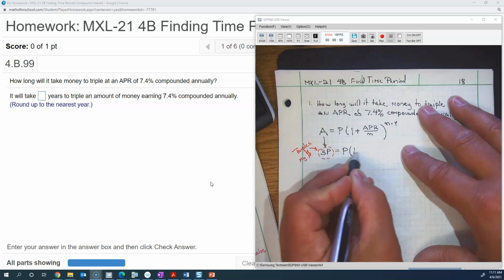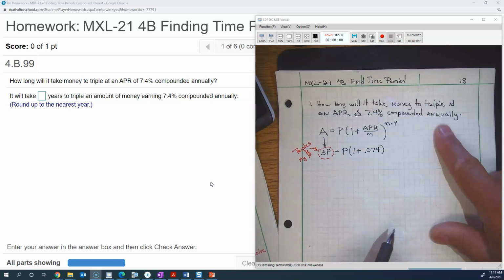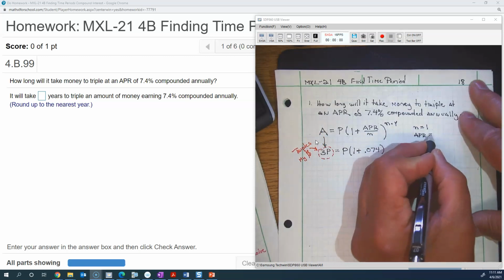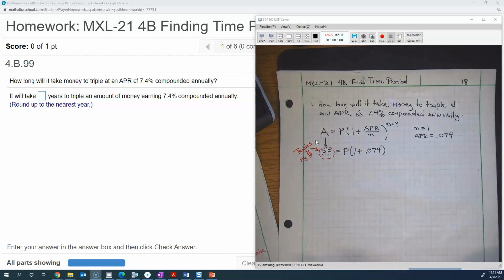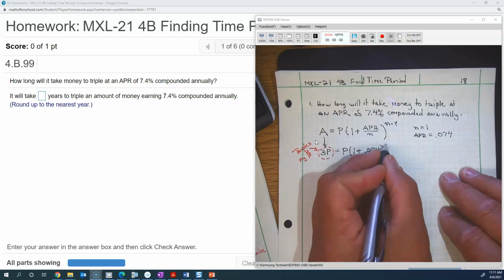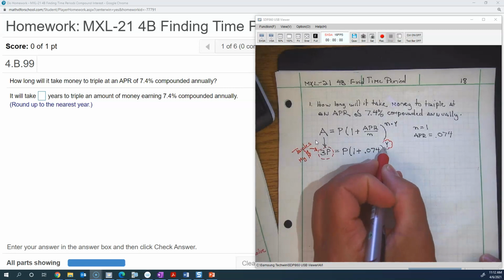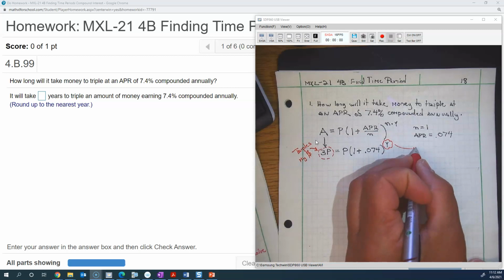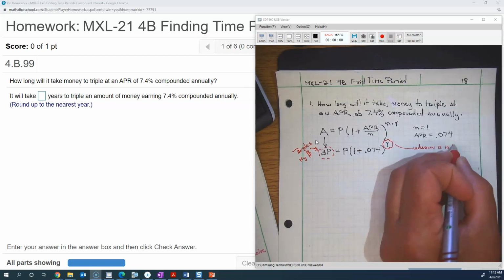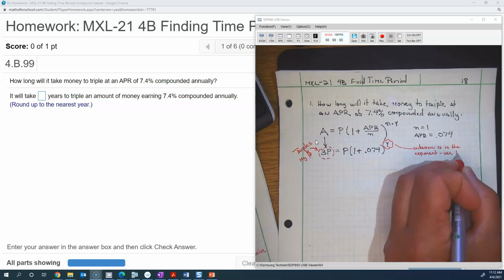All right. Then I got 1 plus, okay, my APR is 0.074, and it's only compounding once. N is 1, APR is 0.074. Okay, and N is 1, so that's just a 1 right up there, times Y. Or Y is in the exponent. So this is the key right here. Your variable is the exponent. So we're going to use logs to solve it.